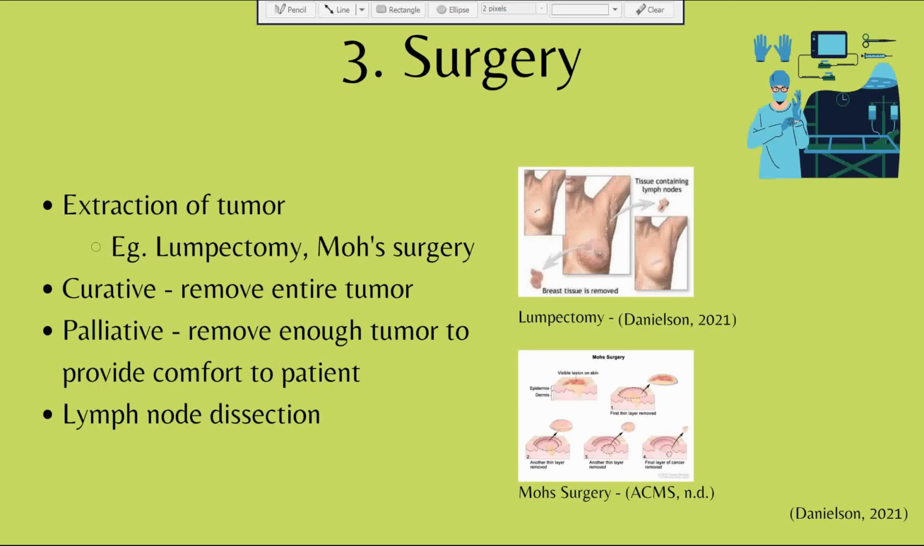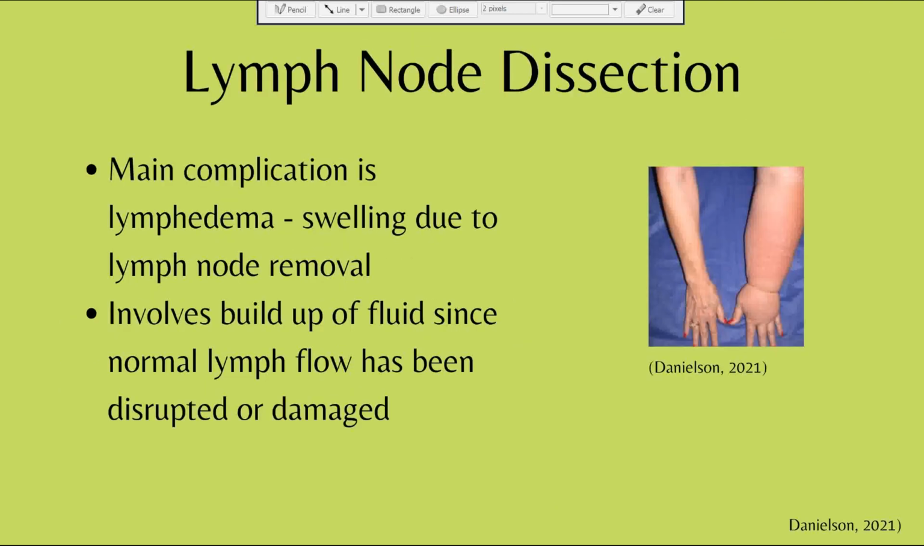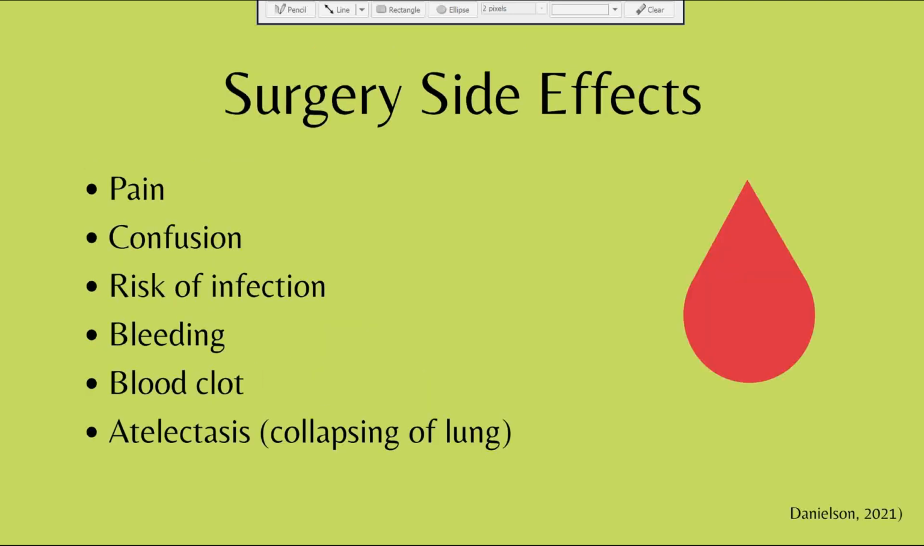The third type of treatment is surgery and involves the extraction of the tumor. An example includes a lumpectomy, which is for breast cancer. One of the main complications with surgery is when lymph nodes are involved. When lymph nodes are dissected, if cancer has spread to them, it can lead to lymphedema, which is when fluid builds up in a part of the body, since the normal drainage flow has been disrupted. The side effects of surgery include pain, confusion, risk of infection, bleeding, blood clot, and atelectasis.